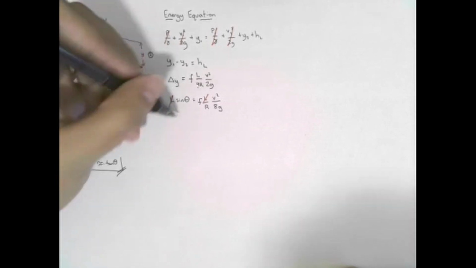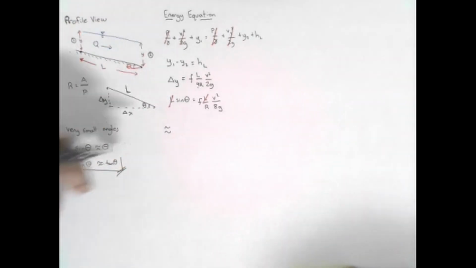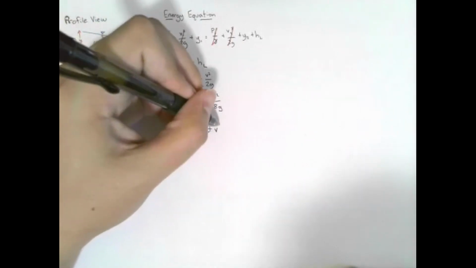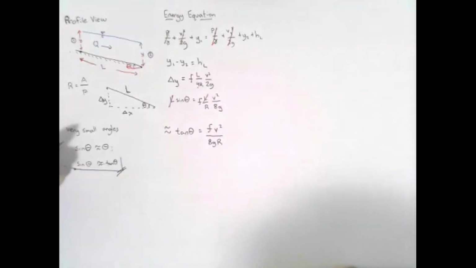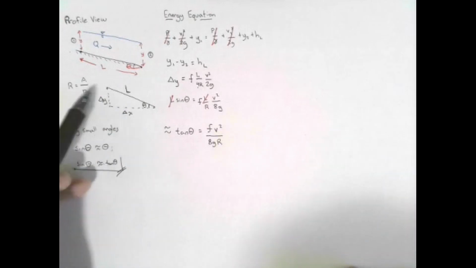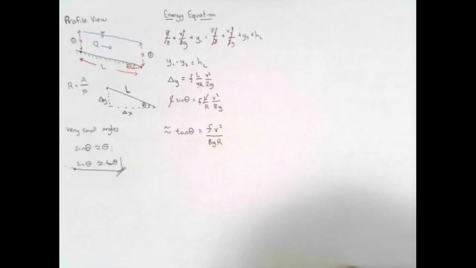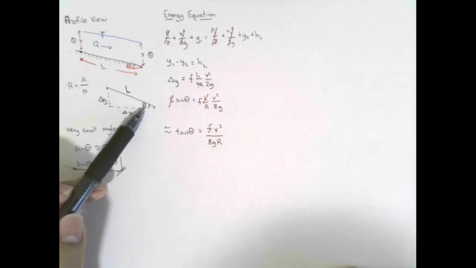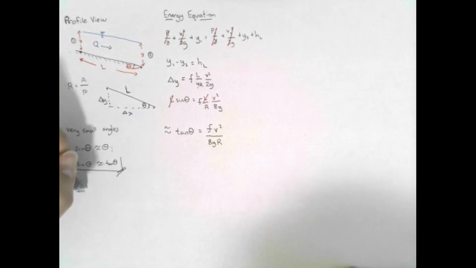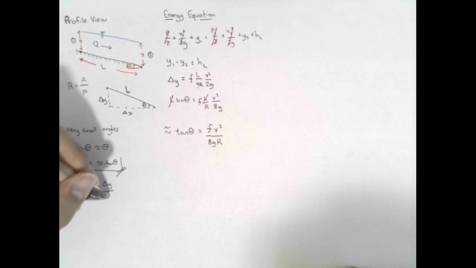So what I can do is I can express this equation to be approximately equal to the tangent of the angle of this channel. And we know this will be equal to the friction factor times the velocity squared divided by 8 times gravity times hydraulic radius. Now, if you look at this system, you can see that the tangent of the angle, tangent is opposite over adjacent, then the tangent of the angle is equal to delta y over delta x. So I can say the tangent of the angle is equal to delta y over delta x.